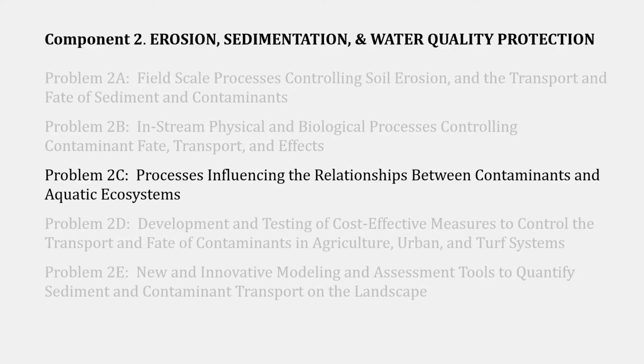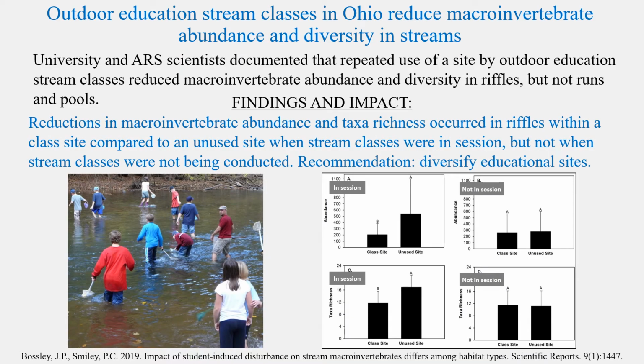The third problem area in Component 2 addresses processes influencing the relationships between contaminants and aquatic ecosystems. This accomplishment evaluated stream impacts due to outdoor education class activities. Stream classes are popular, and many educational centers and similar organizations now serve thousands of students per year, which results in a high volume of traffic in the streams where their classes are held. No previous studies have evaluated the impact of these classes on macroinvertebrates.